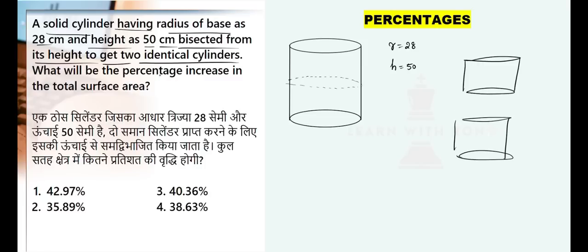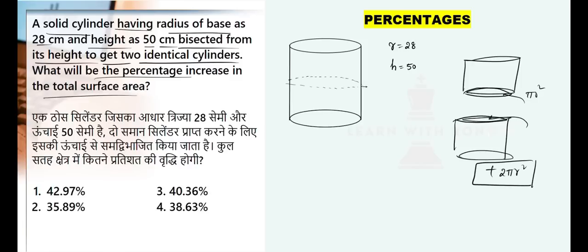Okay, they asked percentage increase in total surface area. See after the bisection, here we will get an increase of one area of circle and here we will get one more area of the circle increase, right? So area of the circle is pi r square. So here 2 increase. So we got a total surface area increase of 2 pi r square. Means for one cross section we got 2 pi r square increase. So for two cross sections we get 4 pi r square increase like this.